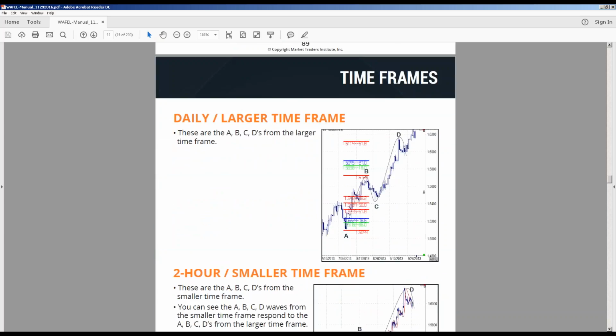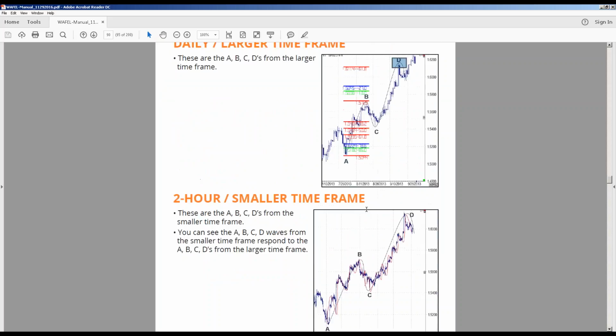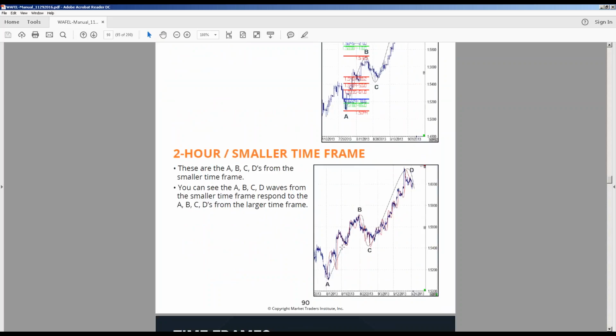Now have a look at this picture that we have here. This is a daily chart, and on the daily we have an up A, B, C, D swing. And now we have a 2-hour chart that we've compressed, and it looks exactly the same as the daily, but now we can see those ABCD wave movements more clearly. These are the ABCDs from the smaller time frame, and you can see the ABCD waves from the smaller time frame respond to the ABCDs from the larger time frame.